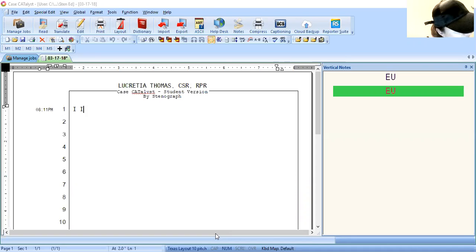So I would just write out the contraction, okay? I'd, okay? So I just want you to write the contraction.